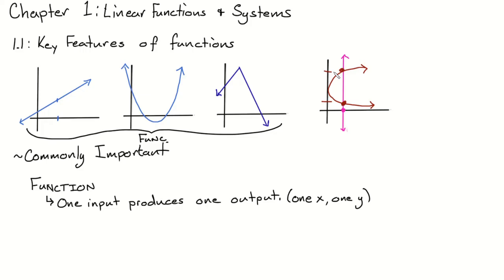Okay, you could draw a circle, a heart. You could draw an S. Doesn't matter. Any of these graphs where if you were to pass a vertical line through it, it hits more than once, you do not have a function.